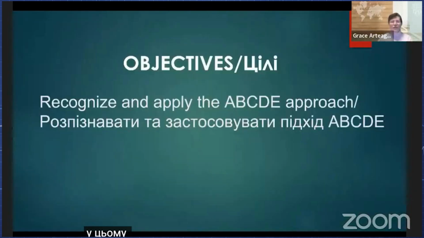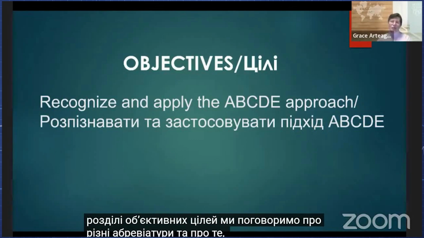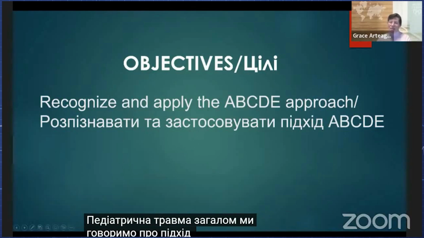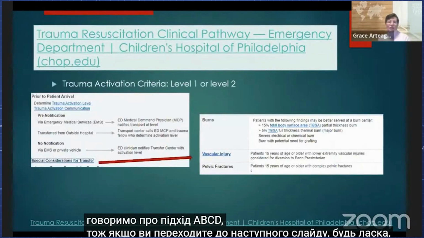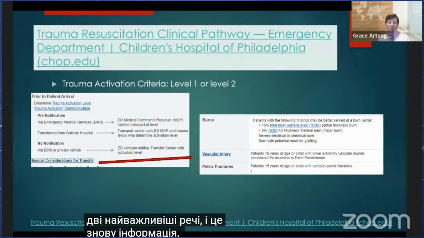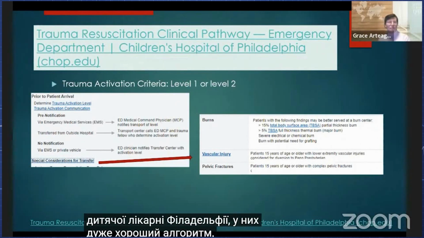So in this particular objective section, we're going to talk about the different acronyms and how we approach pediatric trauma. In general, we talk about the ABCD approach. If you go to the next slide, please. The two most important things, and this again is information available from the Children's Hospital of Philadelphia, they have a very nice algorithm.